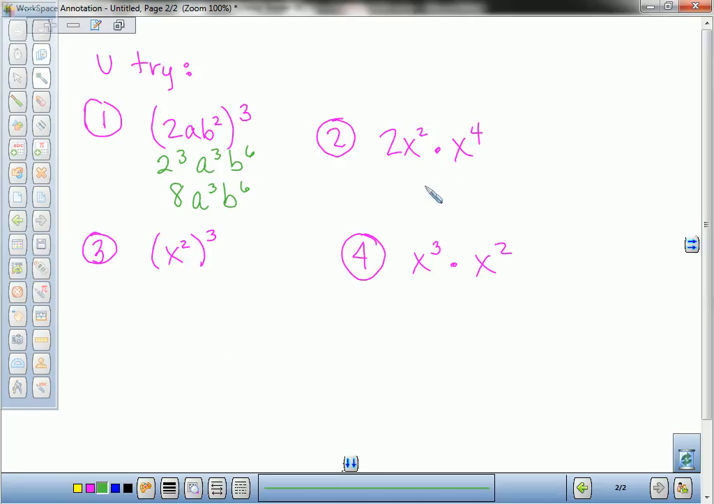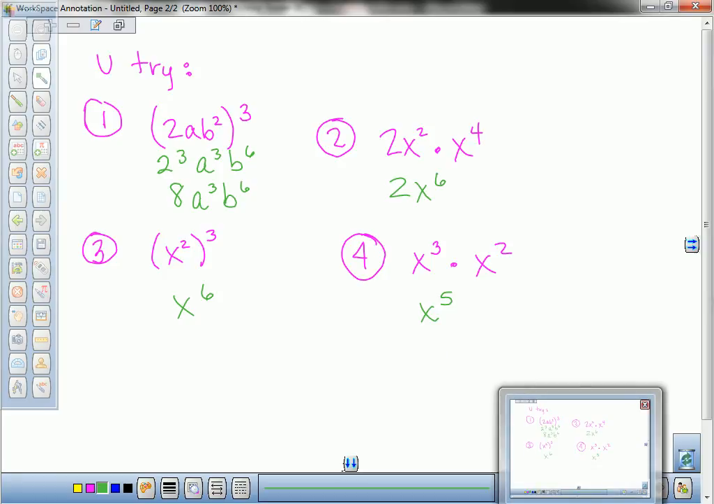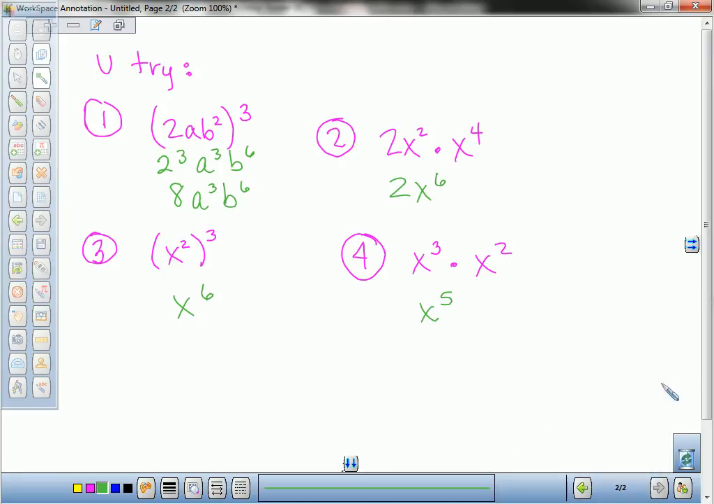On this one, we're straight out multiplying. So the 2 doesn't have anything to multiply by, so it's just 2. And x squared times x to the 4th is x to the 6th. When you're multiplying like bases, you add the exponents. This one, we're raising a power to a power, so we multiply. This one, we're multiplying, so we add. Any questions? You good? Okay.